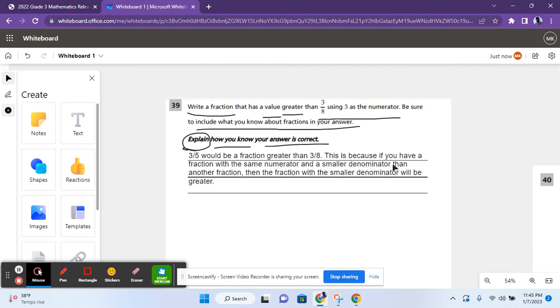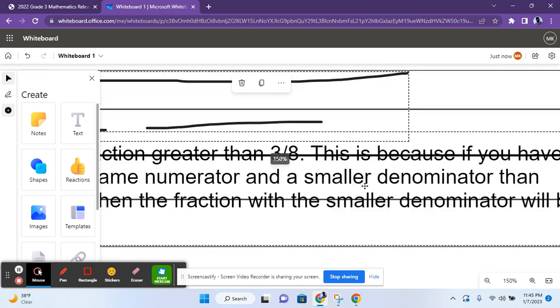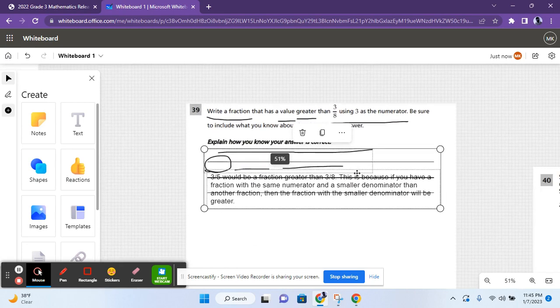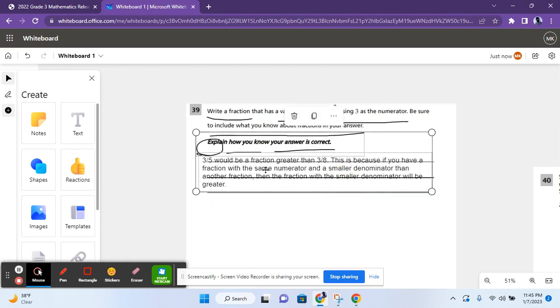This is because if you have a fraction with the same numerator and a smaller denominator than another fraction, then the fraction with the smaller denominator will be greater. I wrote down that information because that's how I know my answer is correct. In my writing I mistakenly wrote bigger denominator; it's supposed to be smaller denominator, but I can't really fix it.